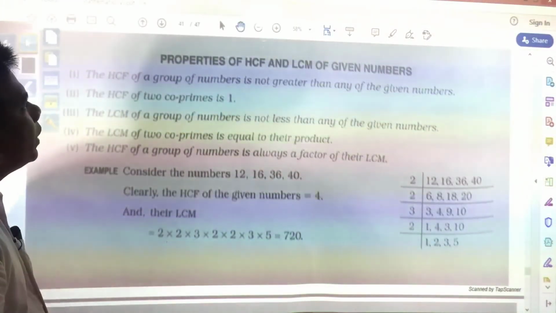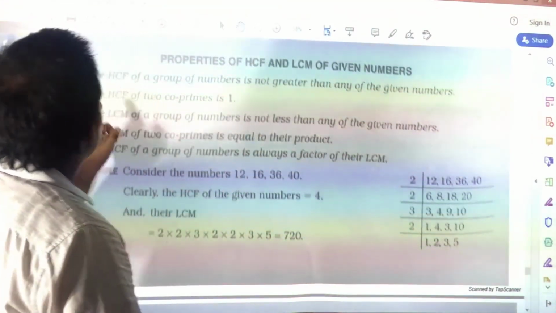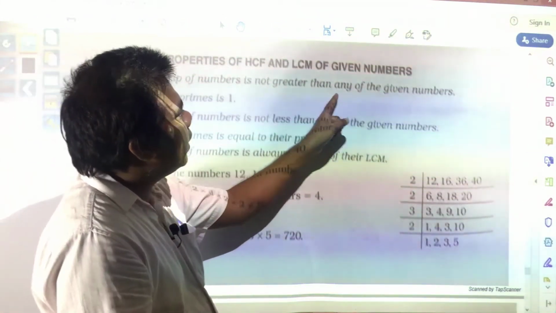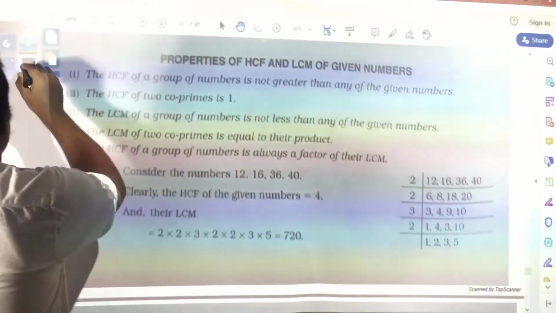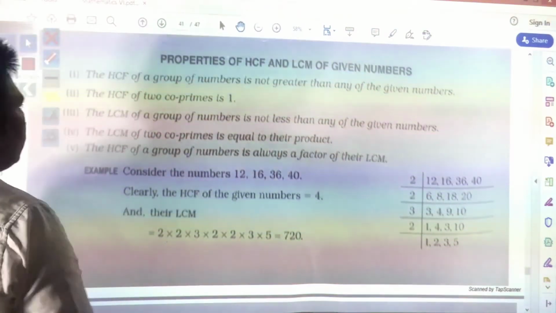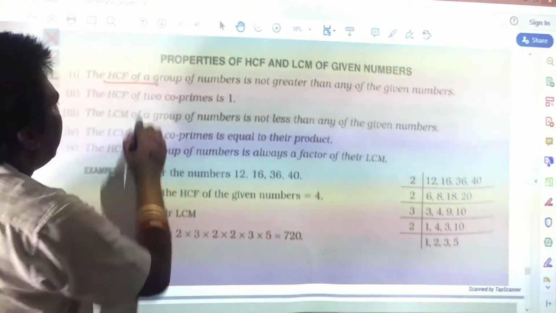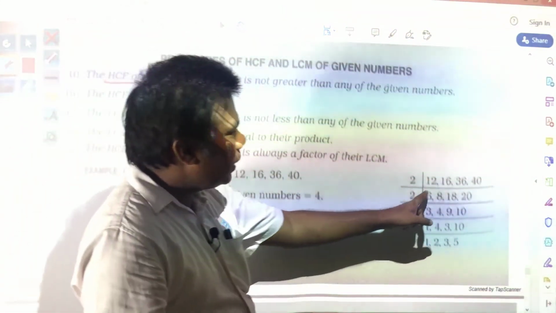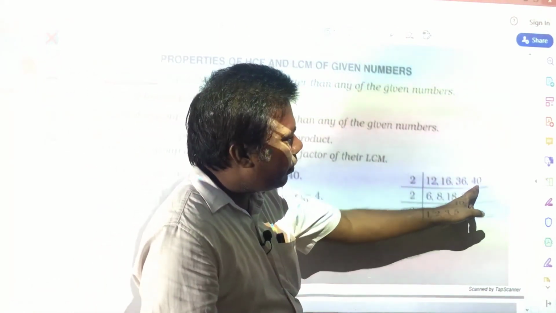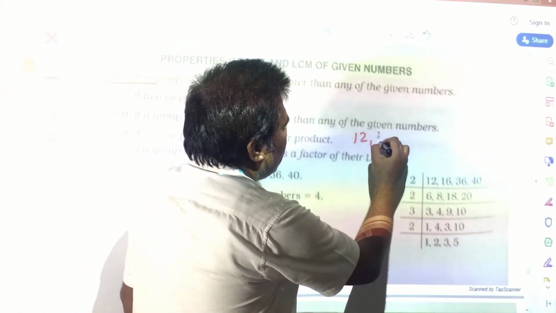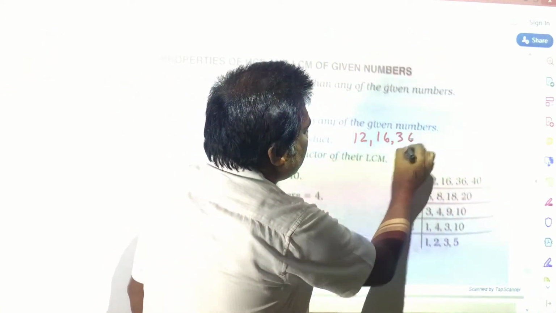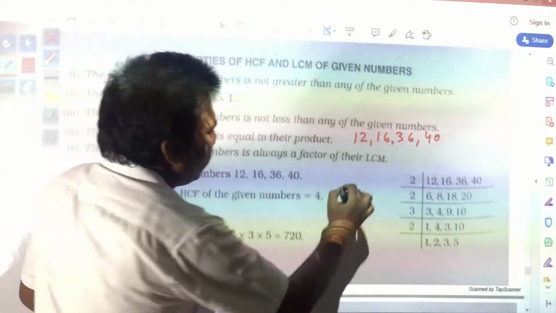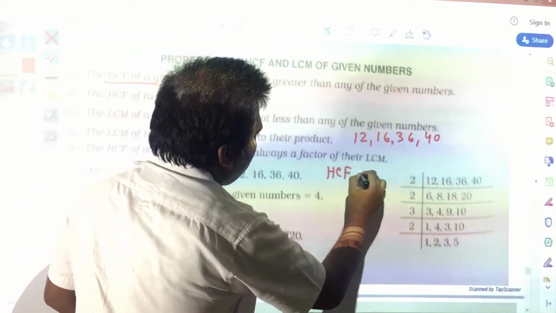Here you have the properties of HCF and LCM of given numbers. The first property is that the HCF of a group of numbers is not greater than any of the given numbers. You have already experienced this, as you have found the HCF of many numbers. Suppose the numbers are 12, 16, 36 and 40. If you find the HCF of these, you get 4.